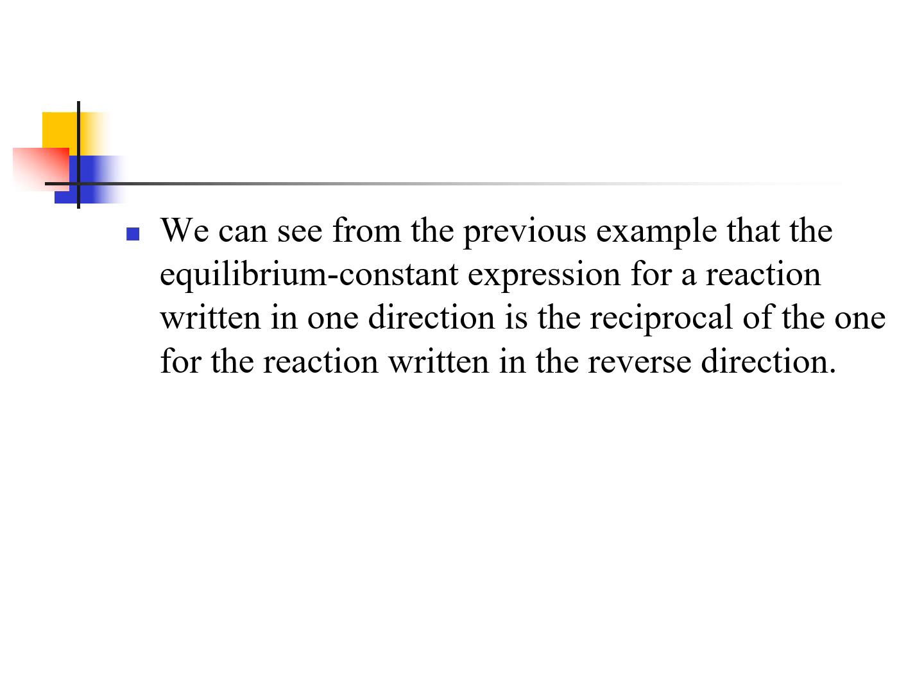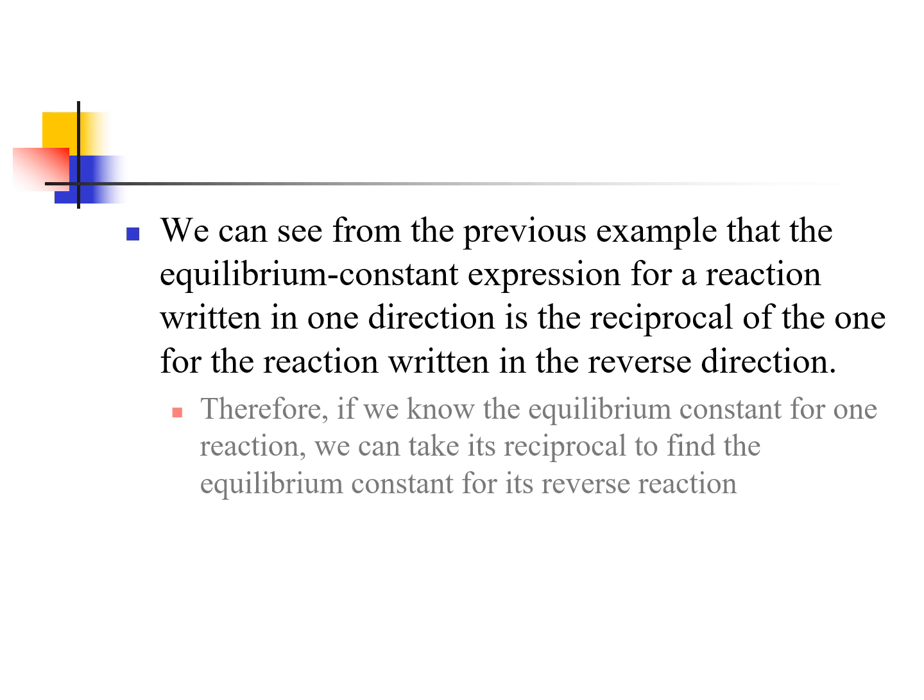And this gives us one of our rules. We can manipulate an equation. So if we're given an equilibrium constant for a given reaction, if we reverse the reaction, it's just the reciprocal of the equilibrium constant. So again, if we know the equilibrium constant for one reaction, for the reverse reaction, it's just the reciprocal of that value.